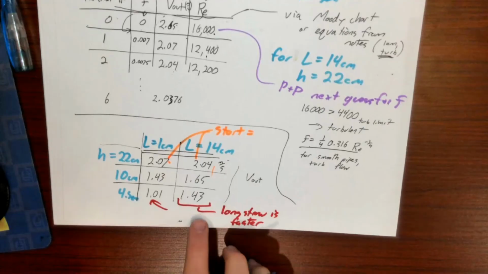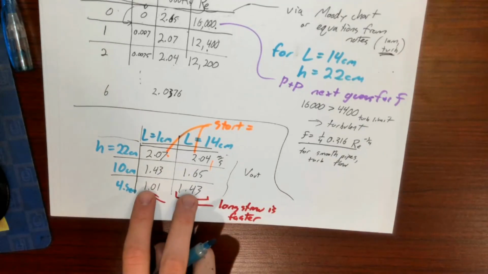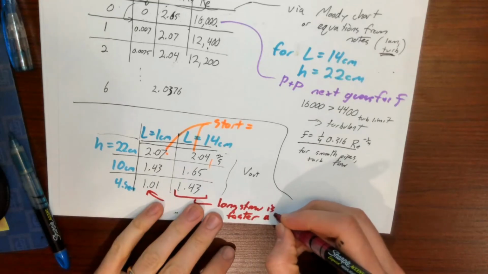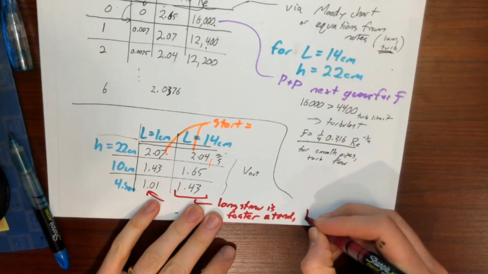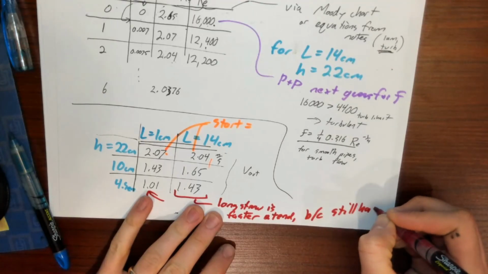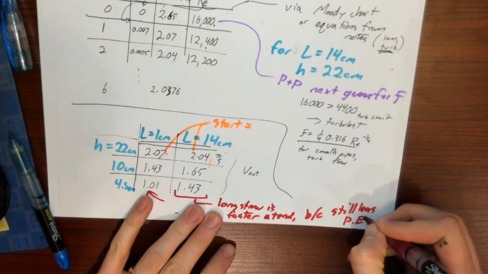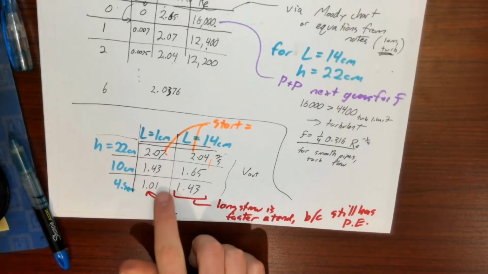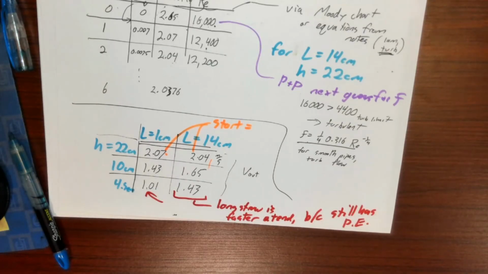So if I compare this to these numerical results that I get for velocity, the long straw is faster at the end because it still has some potential energy left in the system, whereas most of that potential energy is gone for the short straw.